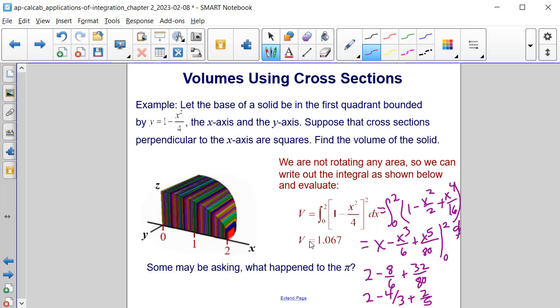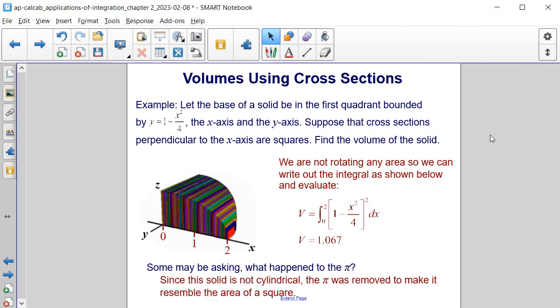And when you evaluate that in a calculator, you will end up getting 1 and no tenths, but the 6 in the hundredths place continues to repeat. So if you round it to the nearest thousandth, you end up getting 1.067. Now some may be asking, what happened to the pi? Before, whenever we were finding the volume, we were multiplying by a pi in front. Why don't we have it this time?